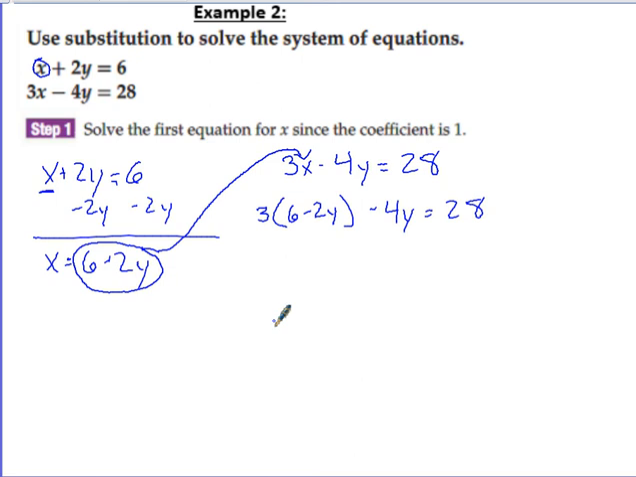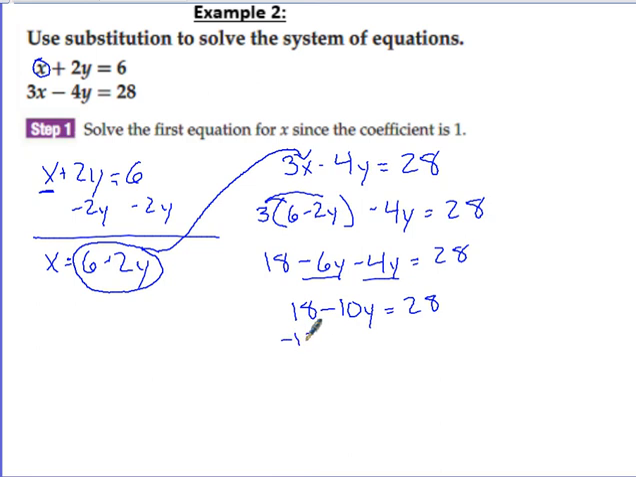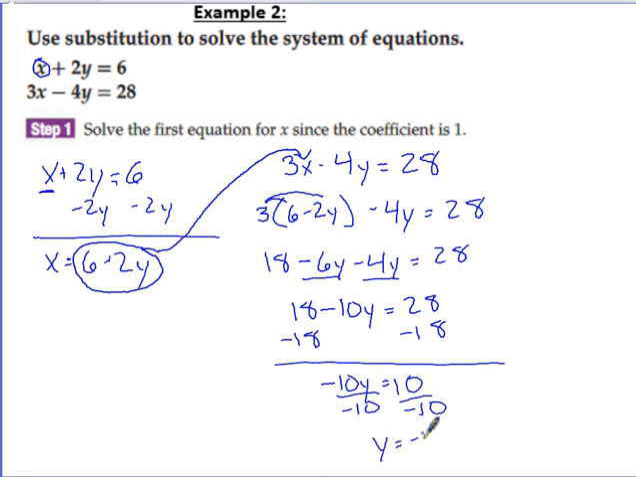Now, again, all I have in this equation are y, so this is an equation that we should all know how to solve. I'm going to distribute first. So I have 18 minus 6y minus 4y equals 28. I can combine like terms here, negative 6 minus 4 is negative 10y, so 18 minus 10y equals 28. I'm going to subtract 18 from both sides. Now I have negative 10y equals 10. Divide both sides by negative 10, and y equals negative 1.